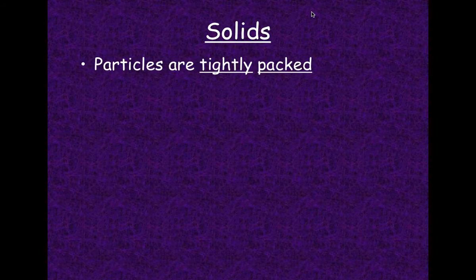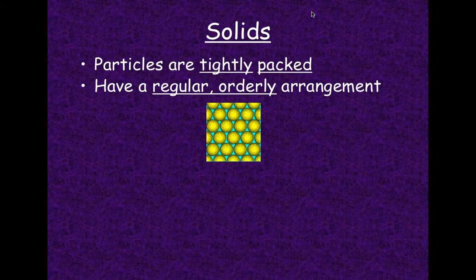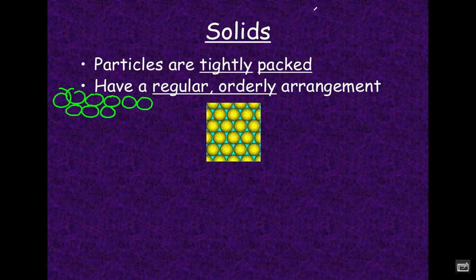Solids have particles in them that are tightly packed, and they have a regular, orderly arrangement, kind of like in this picture. If you look in your notes, you have a small area underneath where you can draw. If you wanted to do that, you could draw something that kind of looks like this, where you have a nice, neat, orderly arrangement of them. They're in nice rows, and all of the particles touch each other.